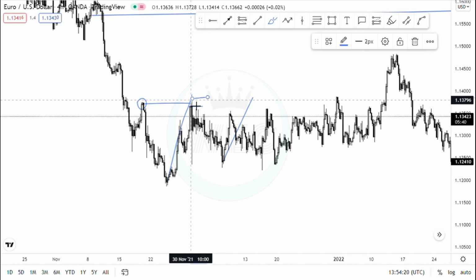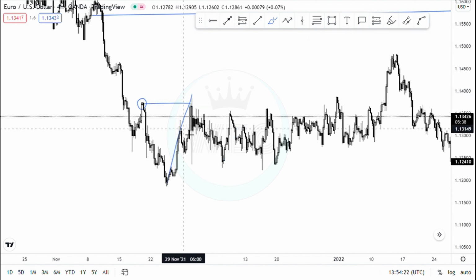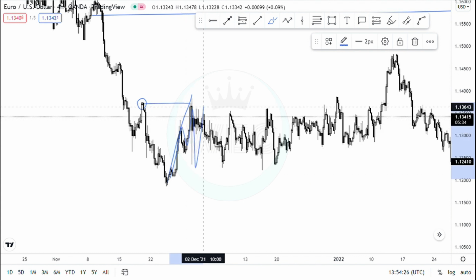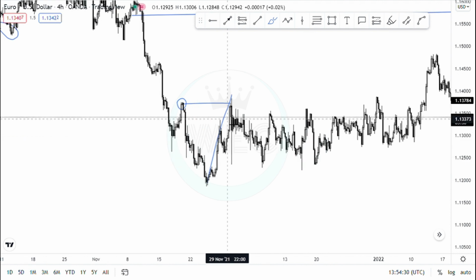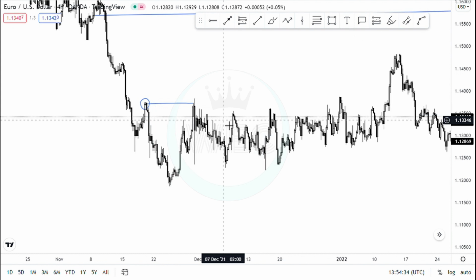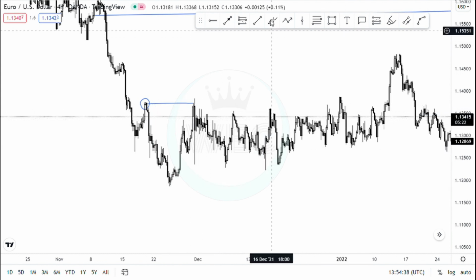Okay, whatever you see price making over here, these lower highs, lower lows, and all these choppy stuffs over here, they are just lower time frame structure. So if you understand how market structure is applied in lower time frames, you can capitalize on all of these positions over here.